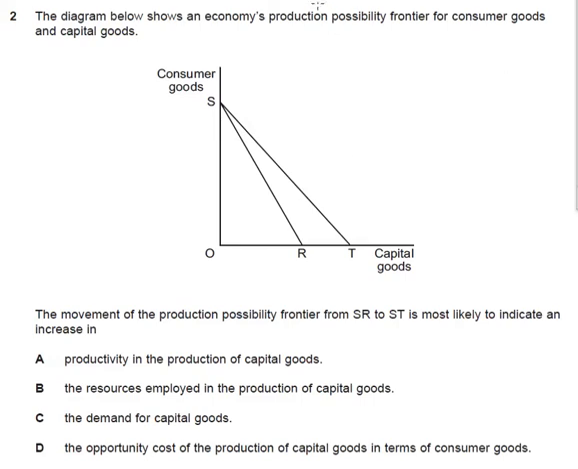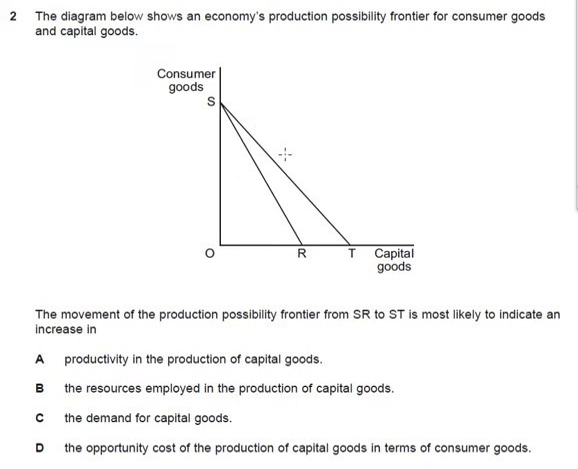Here we have June 2013, question 2, and the question is the movement of the production possibility frontier from SR to ST is most likely to indicate an increase in. Okay, before we run through the options, let's just remind ourselves of what this is showing us.